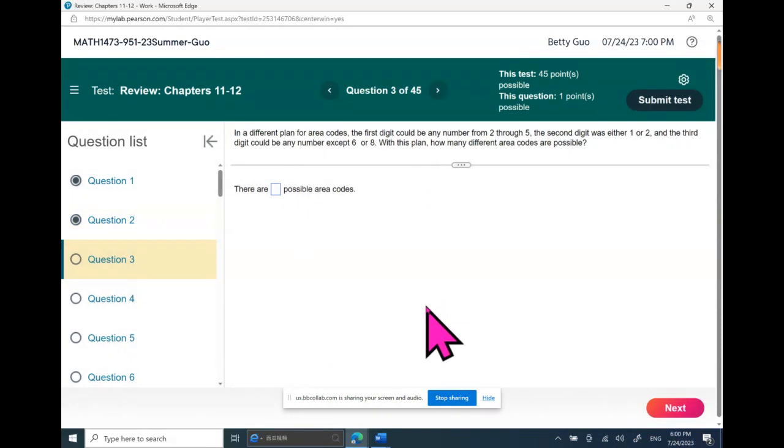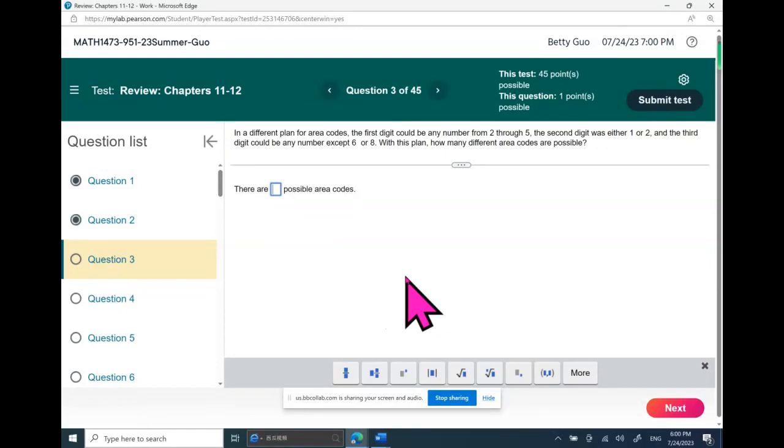Question number 3. In a different plan for area codes, the first digit could be any number from 2 through 5. The second digit was either 1 or 2. And the third digit could be any number except 6 or 8. With this plan, how many different area codes are possible? This is also an application of the fundamental counting principle. The task here is to create an area code.